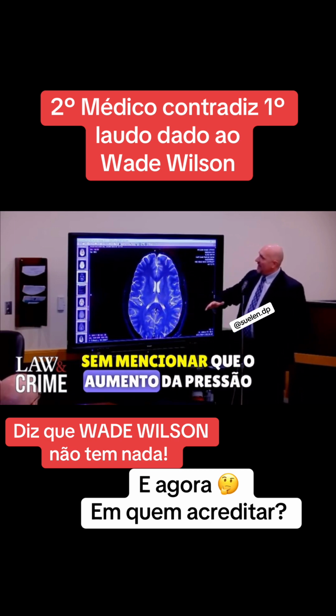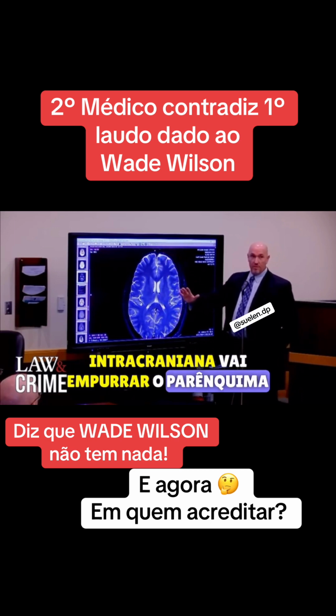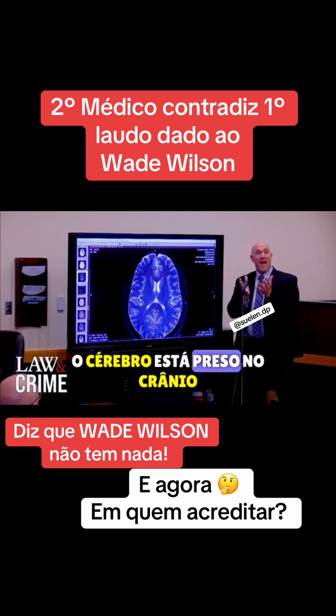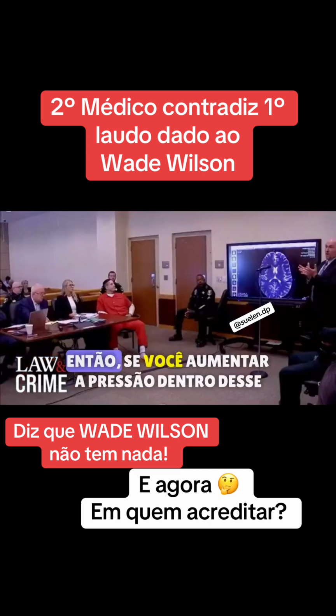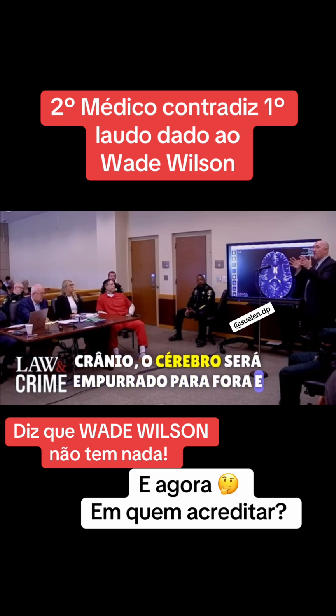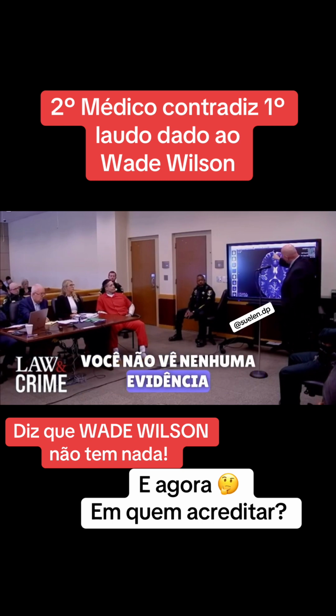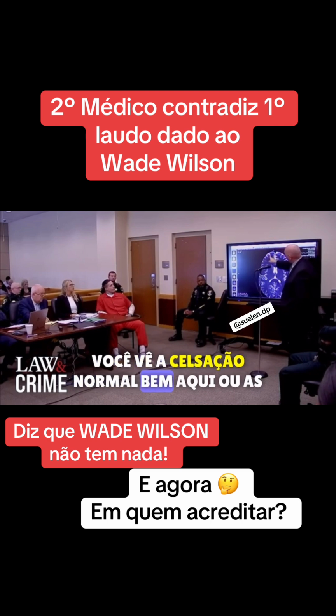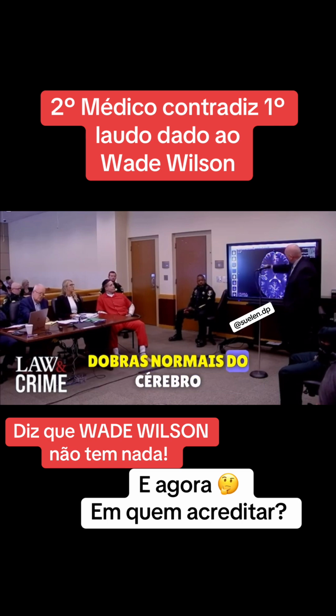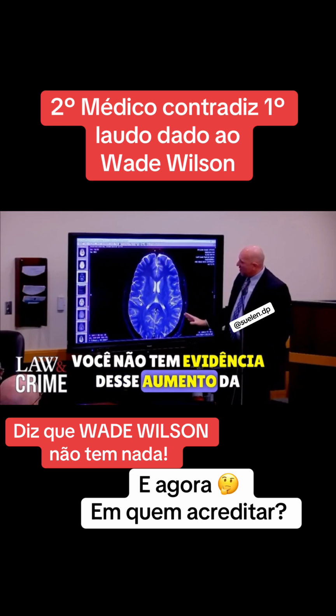Not to mention, increased intracranial pressure is going to push the brain parenchyma out. The brain is trapped in the skull. It has nowhere to go. So if you increase pressure inside that skull, the brain is going to be pushed outward and downward. And you see no evidence of that at all here. You see the normal sulci right here, or the normal folds of the brain. You have no evidence of increased intracranial pressure.